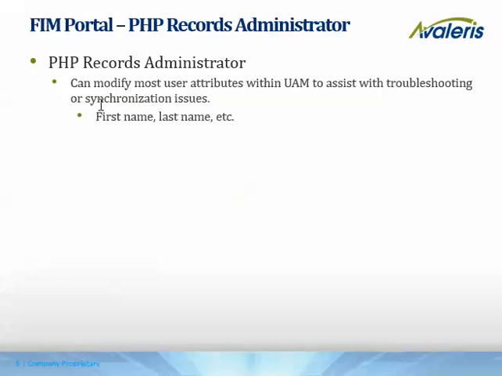The second administrator role we're going to look at is the PHP records administrator. The PHP records administrator has the ability to modify most of the user attributes within UAM, including user attributes within a P5 set. This administrator also has the ability to disable and re-enable synchronization between UAM and HVI.